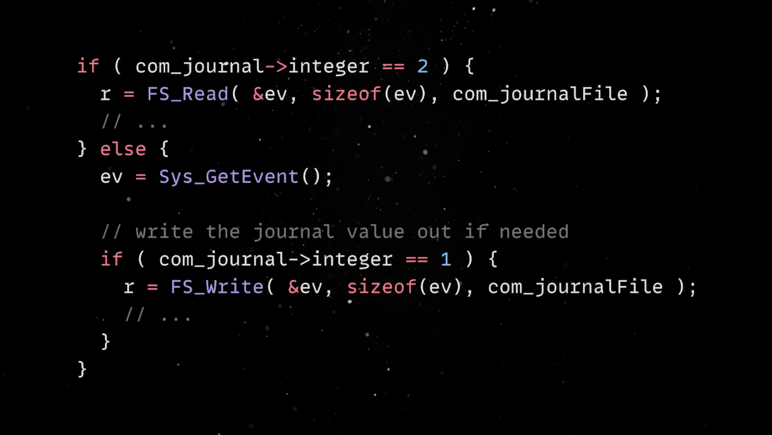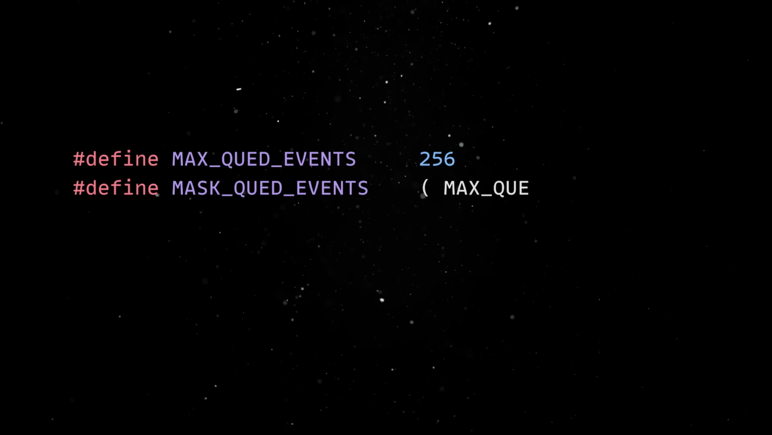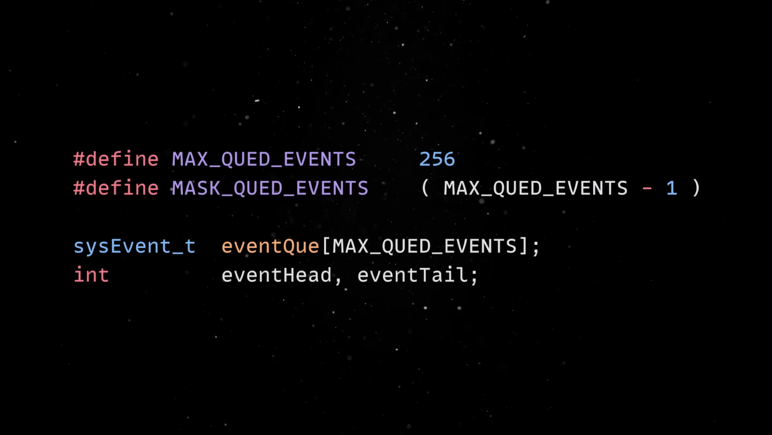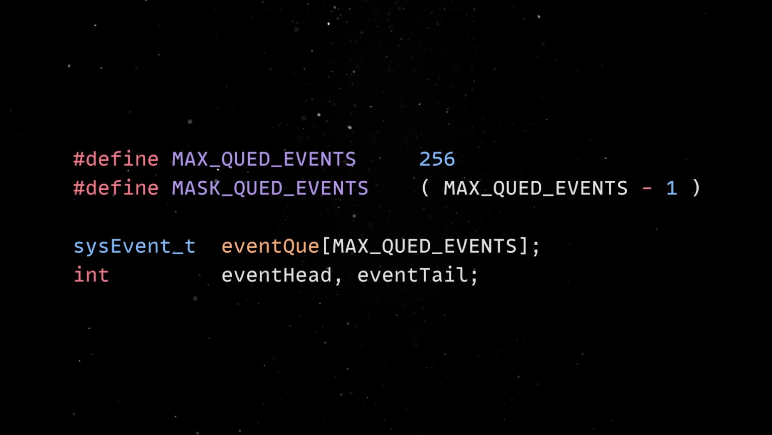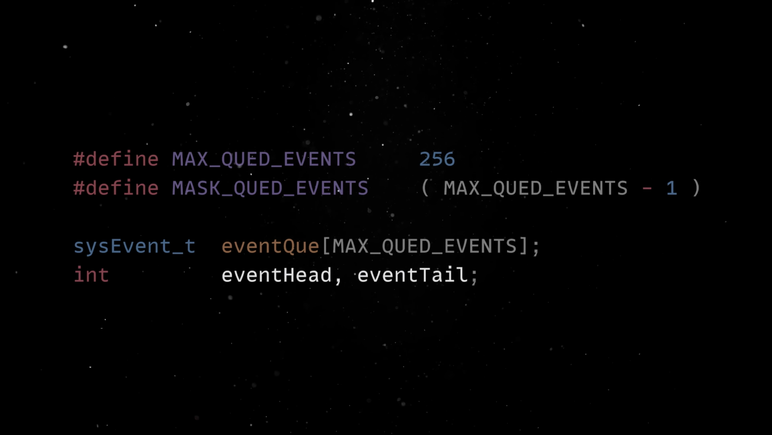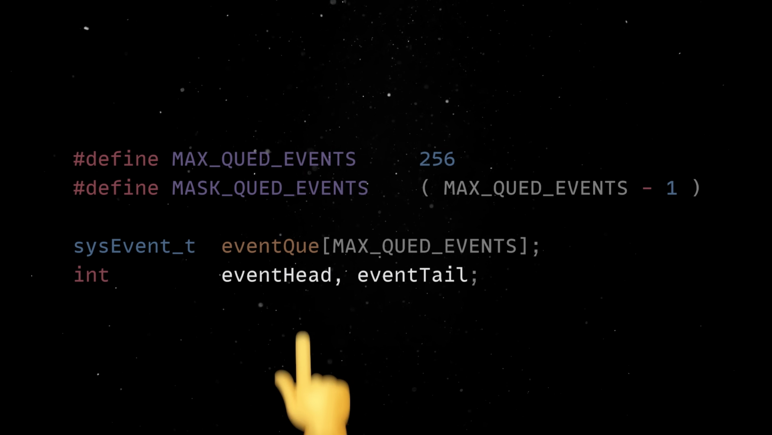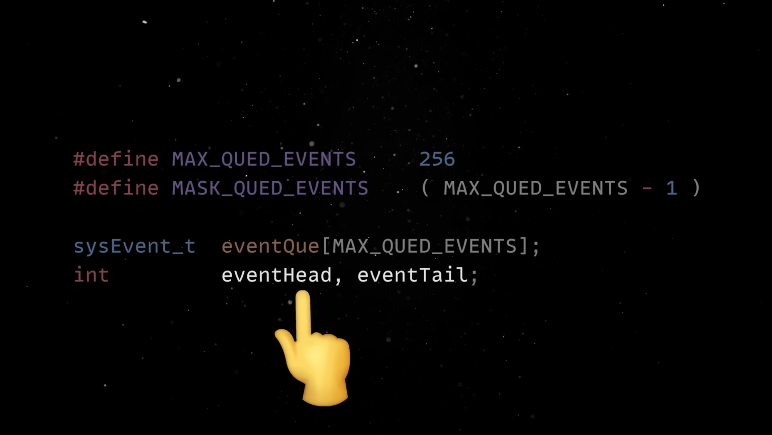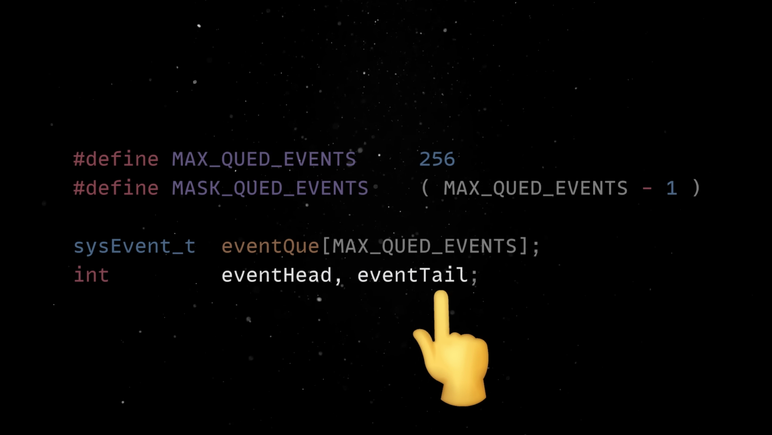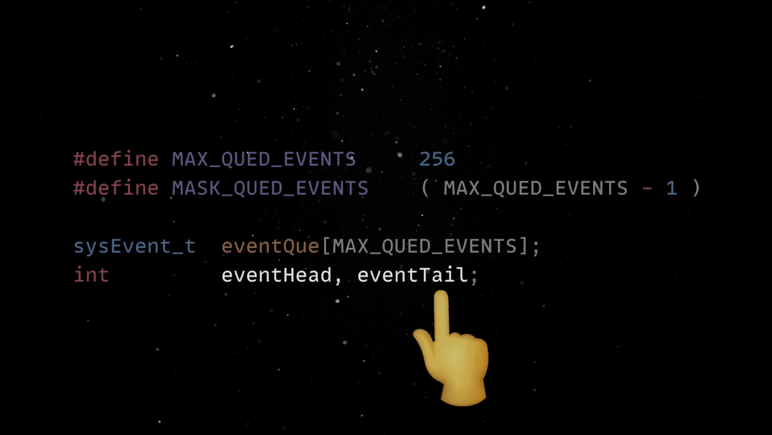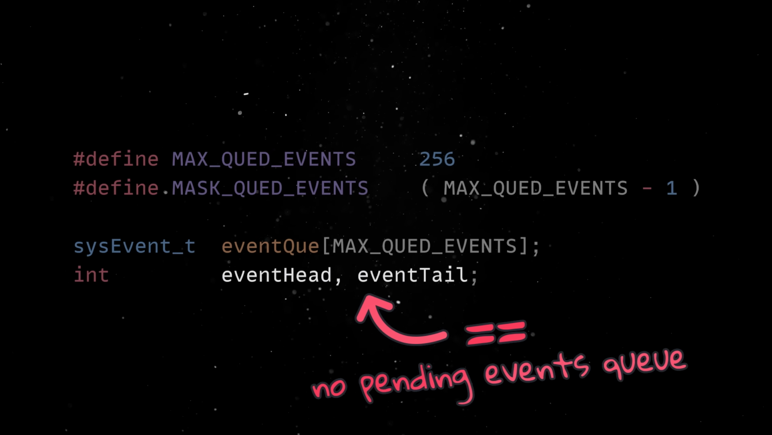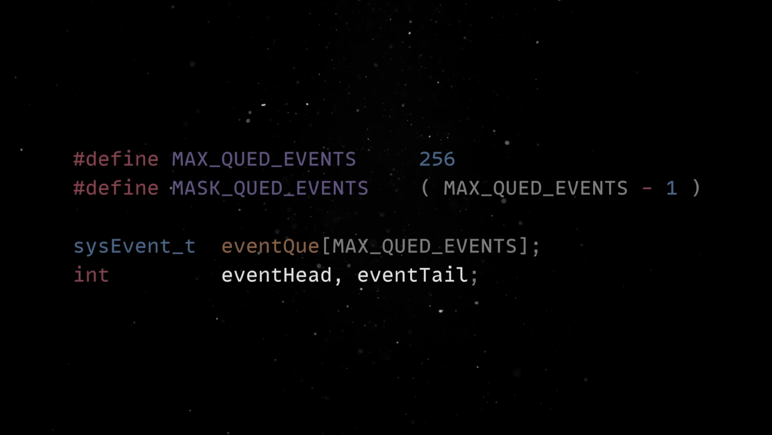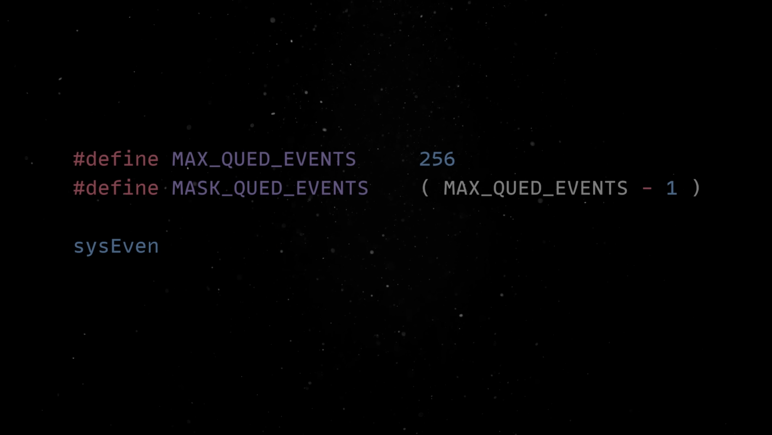The implementation of the queue itself was equally interesting because Quake 3 used a fixed-size circular buffer containing 256 event slots. The engine maintained two continuously increasing counters called the head and the tail. The head identified the position where the next event would be written, while the tail identified the oldest event waiting to be processed. When both values were equal, the queue contained no pending events, and when the distance between them reached 256, every available slot was occupied.